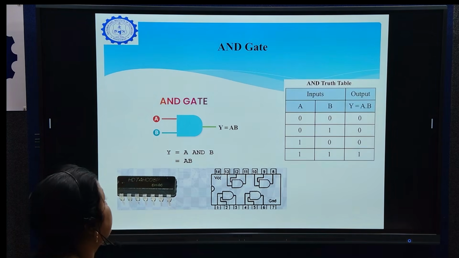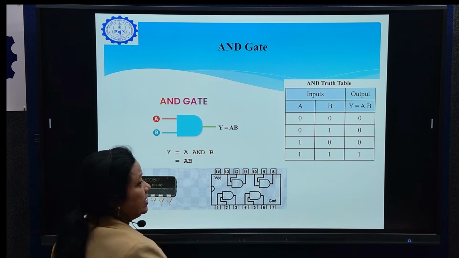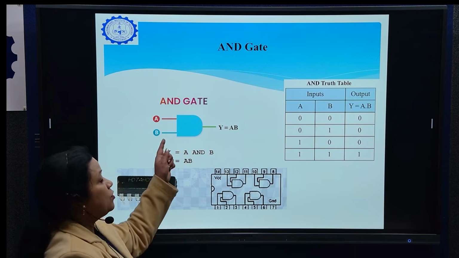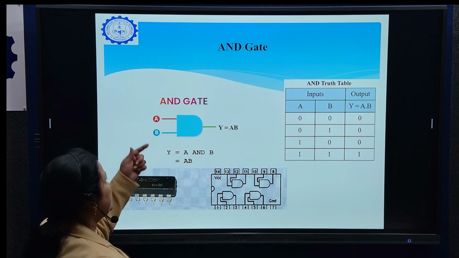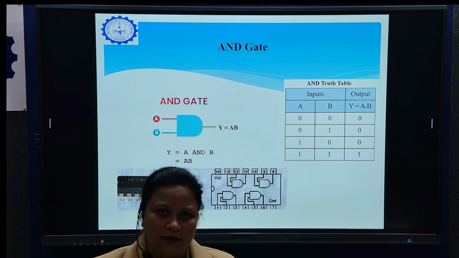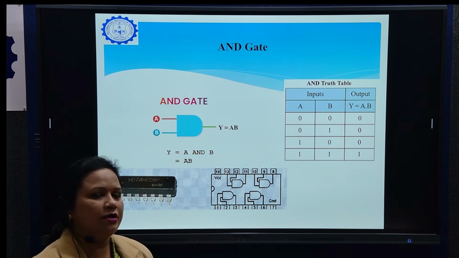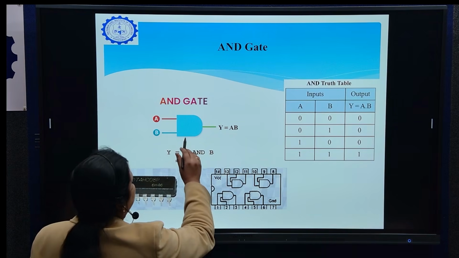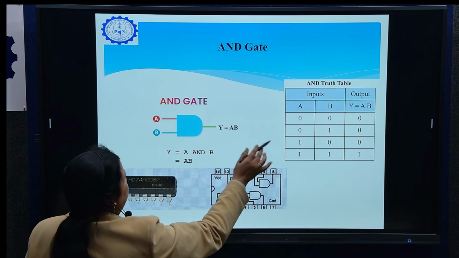Next, the second gate is the AND gate. It is a gate which has 2 or more than 2 inputs. Say those inputs are A and B. A can have 2 values, either 0 or 1. Similarly, B can also have 2 values, either 0 or 1. So, we have the combinations, we will study now.